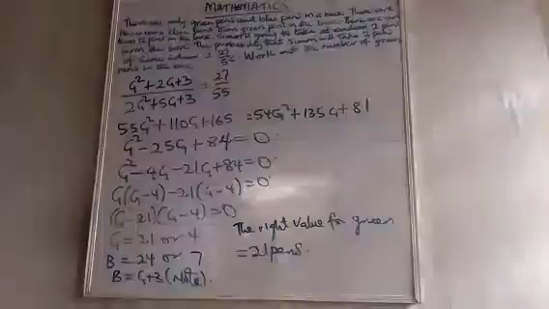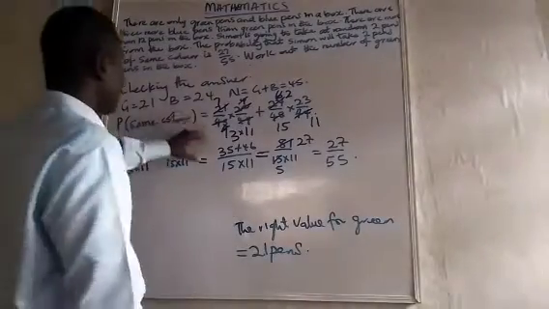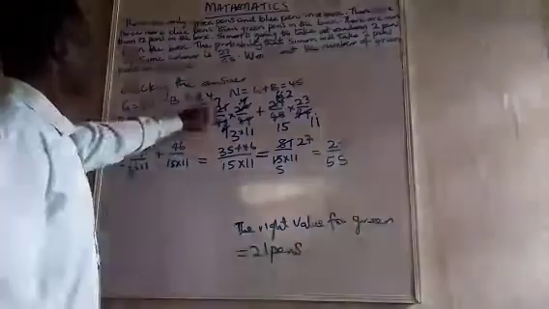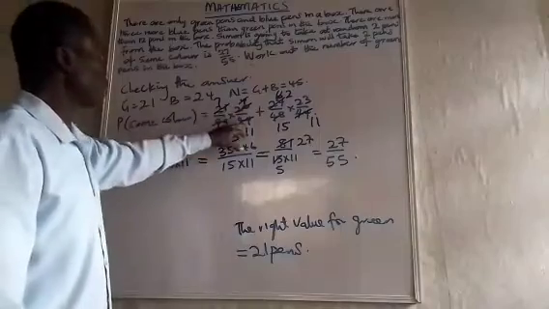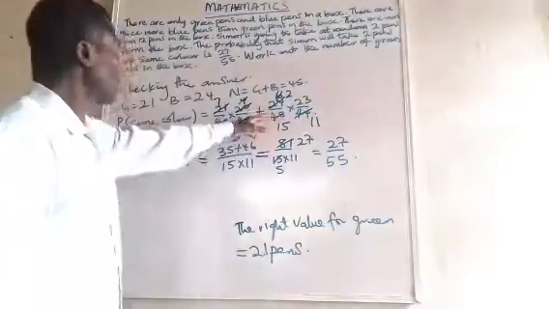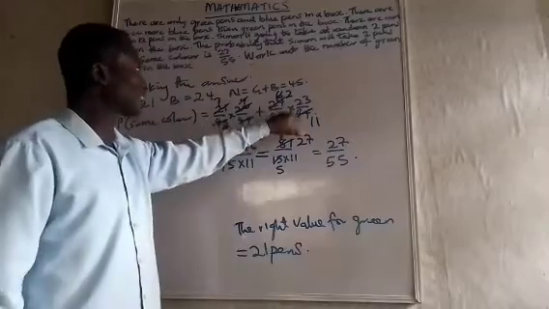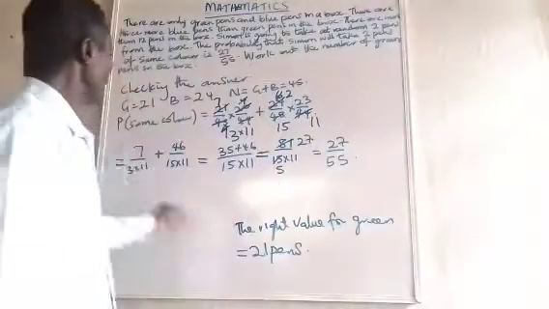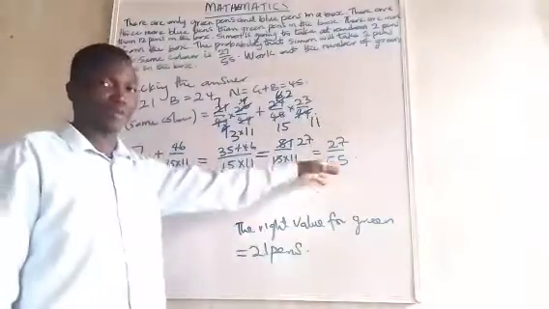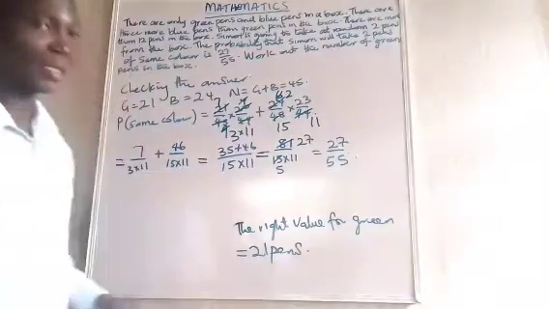Let's check. On checking the answer, it will be 21 over 45 times 20 over 44, because the total number is 45, plus 24 over 45 times 23 over 44. So at the end of the day, I confirm everything to be 27 over 55, which means our answer is correct.